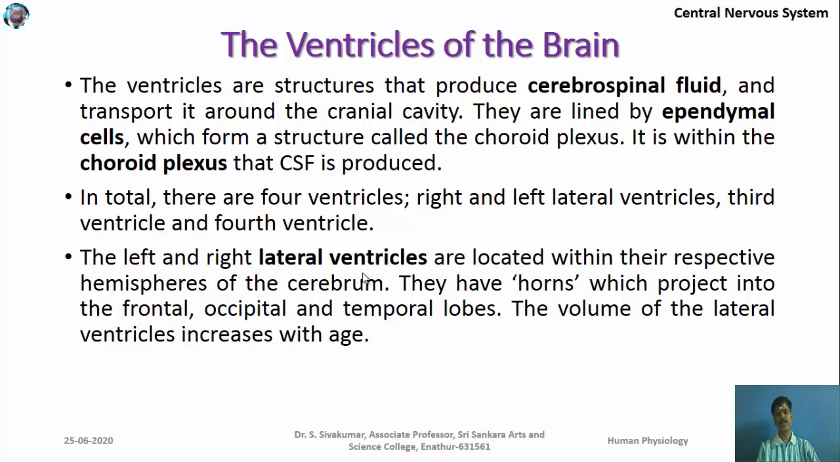There are about 4 ventricles present. One is the right and left lateral ventricles. So 2 ventricles, right and left lateral ventricles. Then third ventricle and fourth ventricle. So there are about 4 cavities, 4 ventricles you are able to identify within the brain. The left and right lateral ventricles are located within their respective hemispheres. There are 2 hemispheres, so according to that you have left and right, 2 lateral ventricles. They have horn-like projections through these lobes, like the frontal and temporal lobes. The volume of the lateral ventricles increases with size.